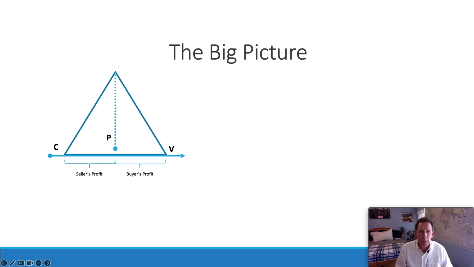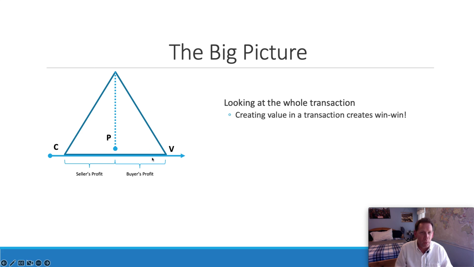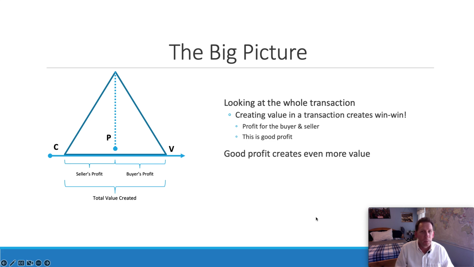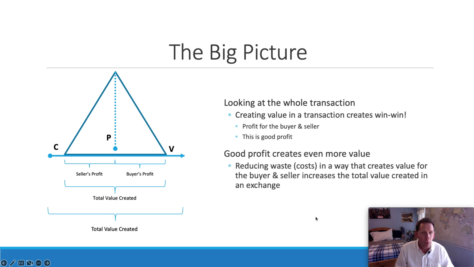So let's take a look at the big picture, okay? When we are looking at the whole transaction of our CPV triangle, when we create value, creating value in the transaction creates win-win. We want to do it for both sides, not just one. So we get profit for the buyer and the seller, okay? So total value created. This is good profit. And good profit can create even more value because when we reduce costs in a way that creates value for the buyer and the seller, this increases the total value created in an exchange.